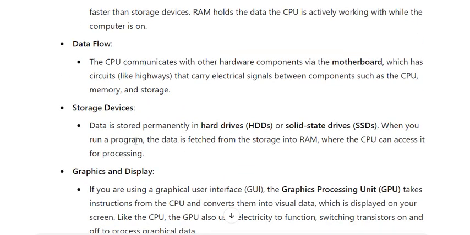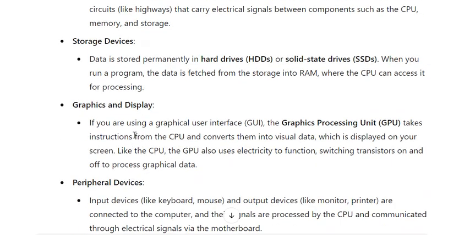Storage devices. Data is stored permanently in a hard disk drive (HDD) or solid state drive (SSD). When you run a program, the data is fetched from storage into RAM, where the CPU can access it for processing. Graphics and display. If you are using a graphical user interface, GUI, the graphics processing unit, GPU, takes instructions from the CPU and converts them into visual data, which is displayed on your screen.